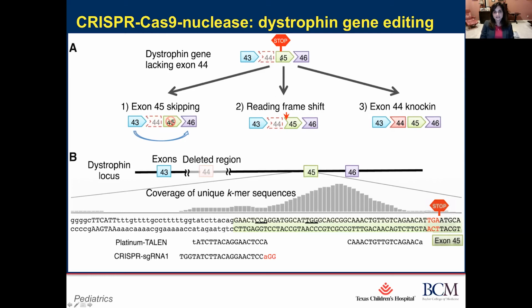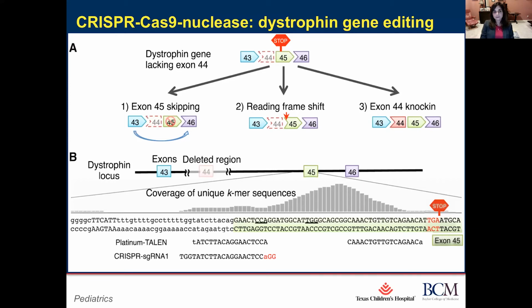Or we can edit 45 so it can fit into 43. You can see there are some changes there, and now 44 can fit to 45, and you can make, not normal, but shortened dystrophin. Or maybe we can replace 44, and that way you can resume a normal dystrophin gene sequence and make normal dystrophin. And this is actually in a very early stage of development, with animal model studies being done.